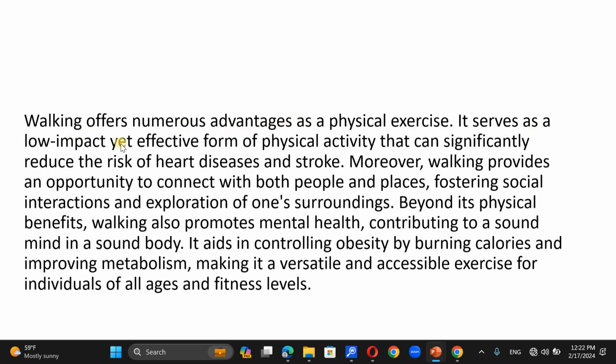It serves as a low-impact yet effective form of physical activity that can significantly reduce the risk of heart disease and stroke. Moreover, walking provides an opportunity to connect with both people and places, fostering social interactions and exploration of one's surroundings. Beyond its physical benefits, walking also promotes mental health, contributing to a sound mind in a sound body. It aids in controlling obesity by burning calories and improving metabolism, making it a versatile and accessible exercise for individuals of all ages and fitness levels.